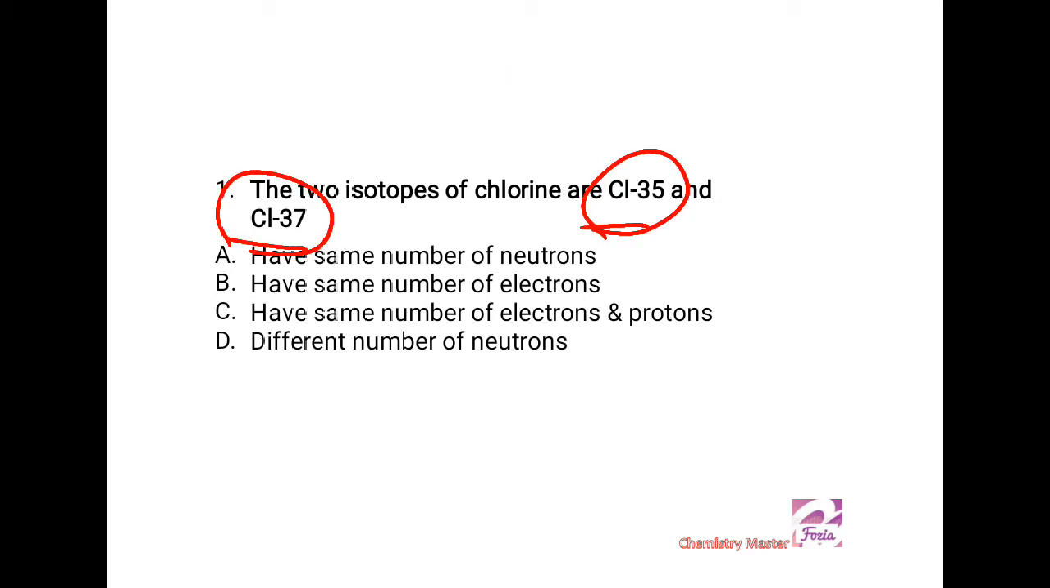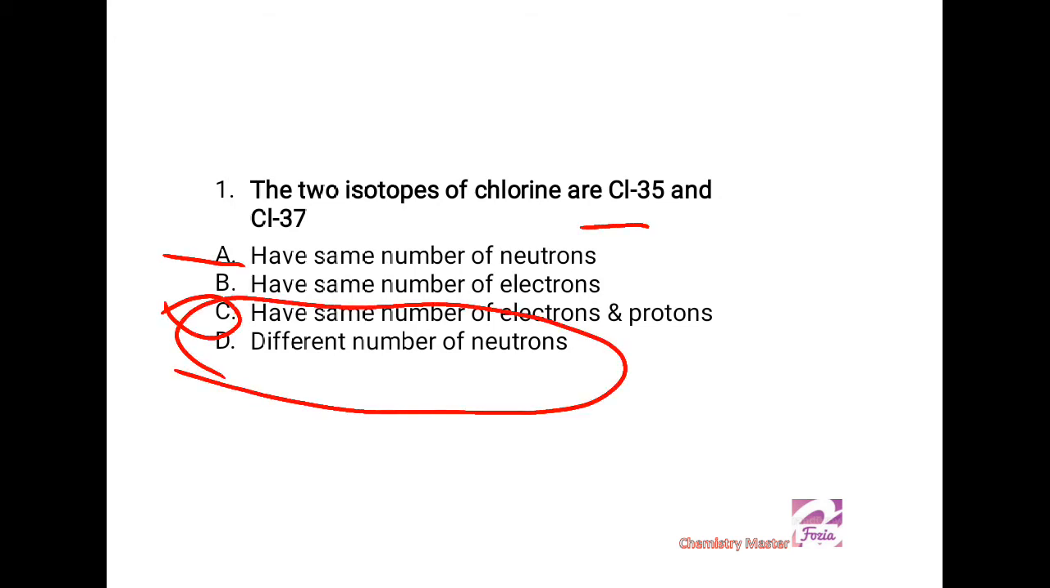Now what is the question? These two chlorine atoms have the same number of neutrons. No, it cannot be possible. Have the same number of electrons. Yes, we can think of it, but we never mention the number of electrons in the periodic table anywhere. Have the same number of electrons and protons. Yes, it can be some nearest clue. Different number of neutrons. So what do you think? The very obvious fact about these two isotopes of chlorine is that they have different number of neutrons.